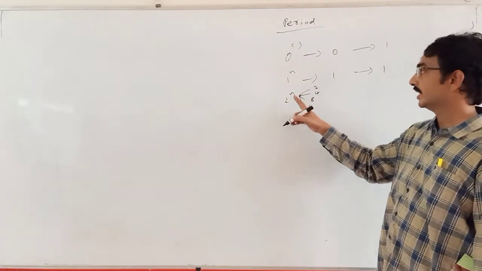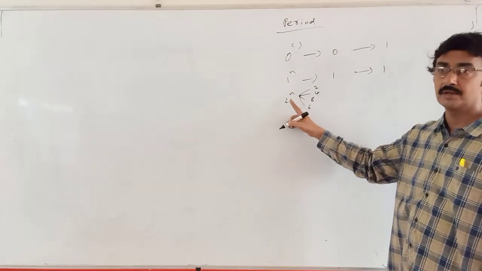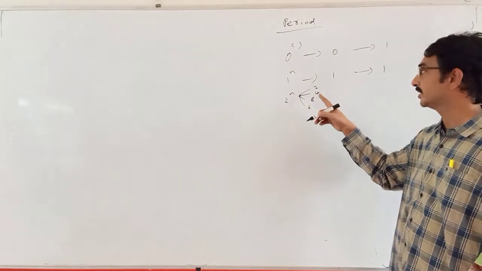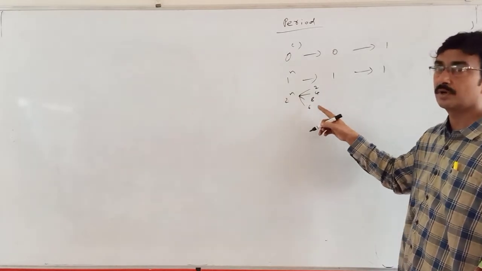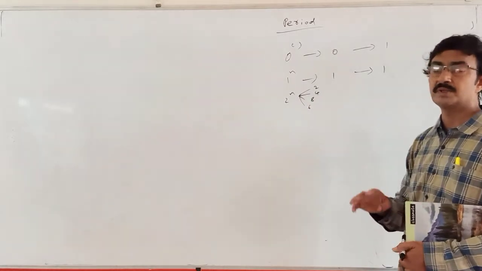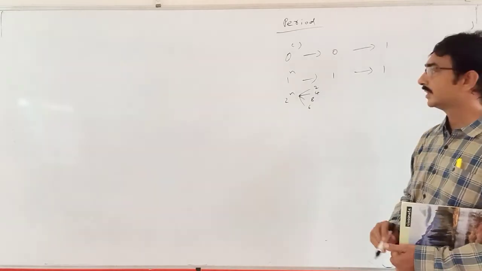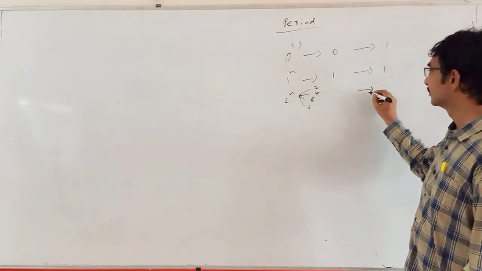So, for any positive integral value of n, the last digit of 2 power n is 2 or 4 or 8 or 6: 2, 4, 8, 6, 2, 4, 8, 6. So, the number of possible values is 4. Therefore, the period of that one is 4.